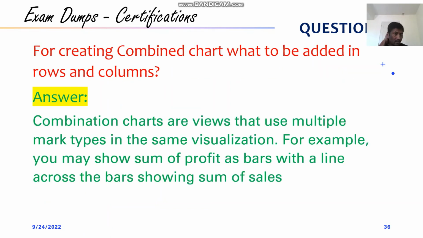The next question: for creating a combined chart, what needs to be added to rows and columns? Combination charts are views that use multiple mark types in the same visualization. For example, you may show sum of profit as bars with a line across the bars showing sum of sales.